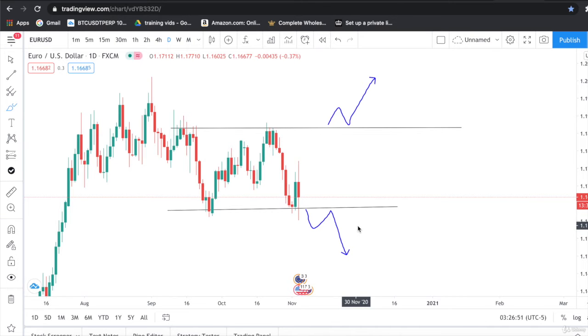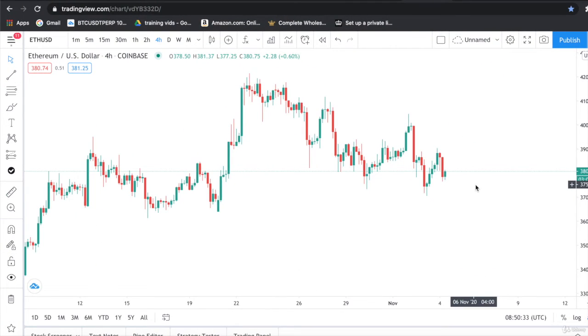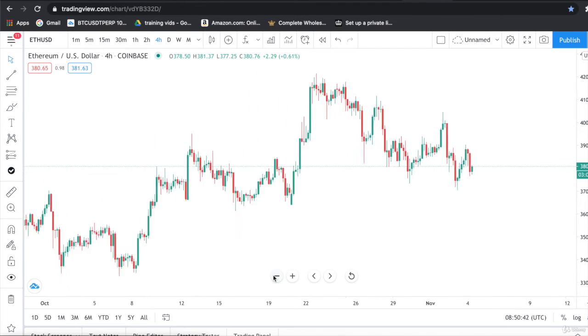Let's go find some other examples. This is the Ethereum and the US dollar chart. This is the 4-hour chart. Let's find the major support and resistance on this pair. Let's zoom out a bit.